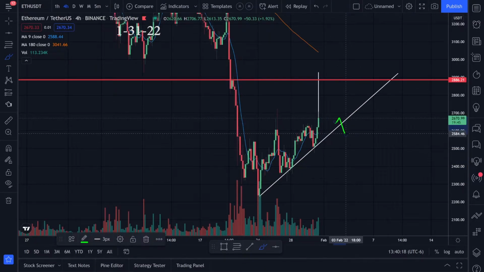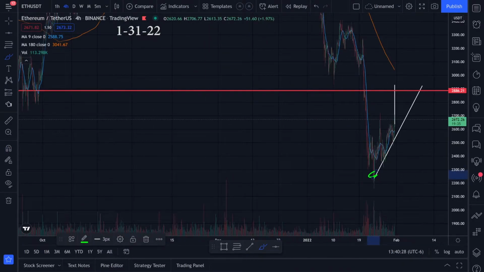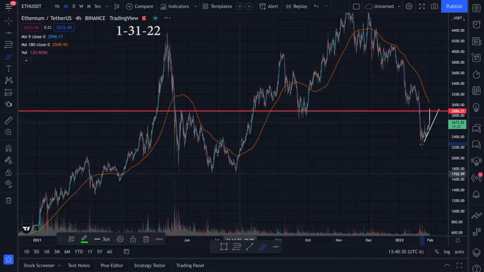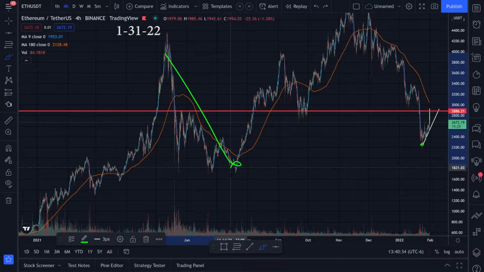If it does break down, I'd be looking at the previous supports, probably right here and right here. The bottom is sitting at around 2,230, and then if we break that one going to the downside, I've also been looking at 1780 for a long time too, which is the previous bottom over here.